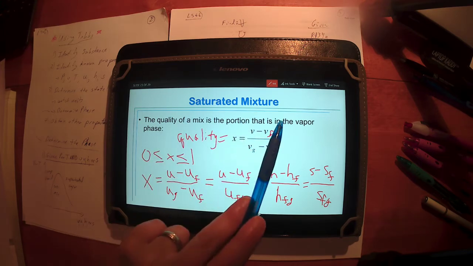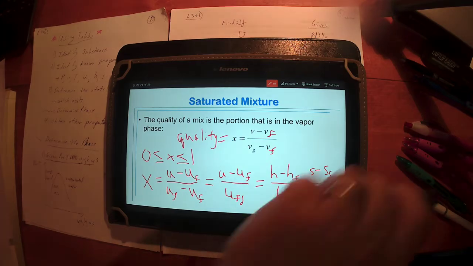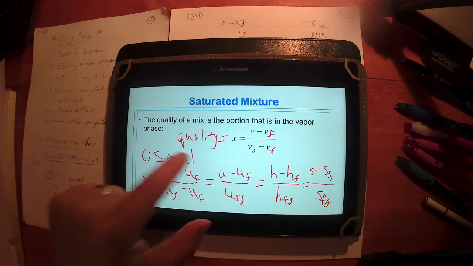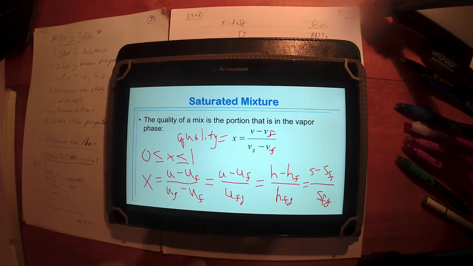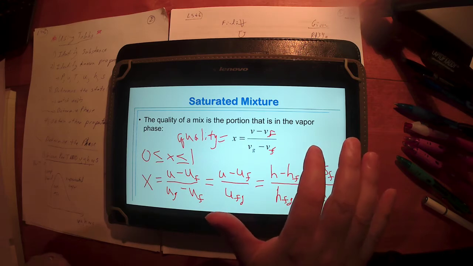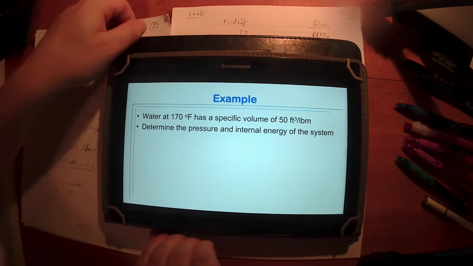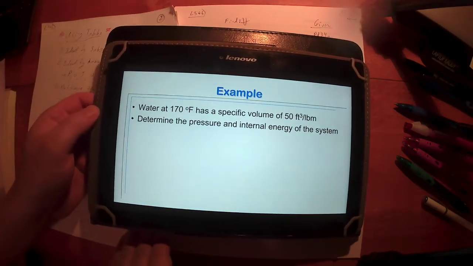Quality is the portion in the vapor phase, meaning that if I have a saturated vapor, 100% is in the vapor phase, I should have an X value of 1, or 100%. This represents the percent, if you will, in the vapor phase. So if I get an X value of 0.4, that means 40% is in the vapor phase, 60% is in the liquid phase. So again, it only makes sense if I'm dealing with something that's at the saturated point, at the boiling point. I don't use it for superheated vapor or compressed liquid. Okay. So here's another problem.